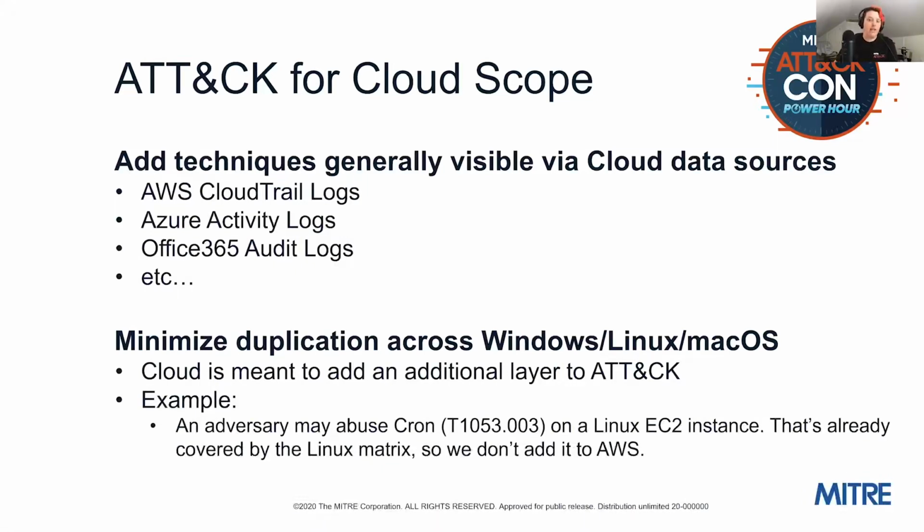And then additionally, when we scope cloud techniques, the team works to minimize the duplication of techniques in cloud across those found in the Windows, Linux, and Mac OS matrices. Attack for Cloud is really meant to provide a separate layer of coverage of adversary behavior that's focused specifically on cloud. So for example, consider an adversary creating a cron job on a Linux EC2 instance or an Azure VM. Even though that technique was carried out in the cloud environment, that's covered by the Linux matrix. So we generally wouldn't add that technique to cloud unless there's something that makes it specifically unique to cloud.